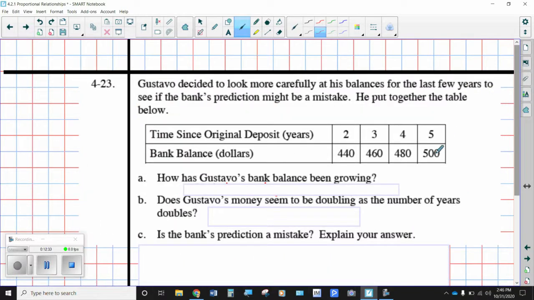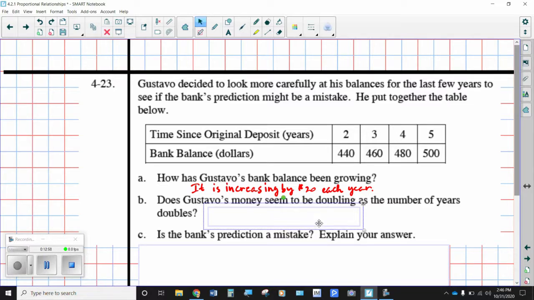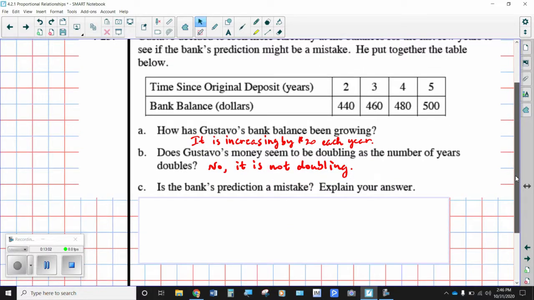So does it appear to be growing the way we thought it was? How does the bank balance appear to be growing? Absolutely. It's increasing by $20 per year, which is what we said we thought it was doing. Does Gustavo's money seem to be doubling as the number of years doubles? Like, does it double to go from 2 to 4 years? If so, then that should say 880, not 480. So I'm thinking, no, that's not really what's happening there. It's not doubling the situation.